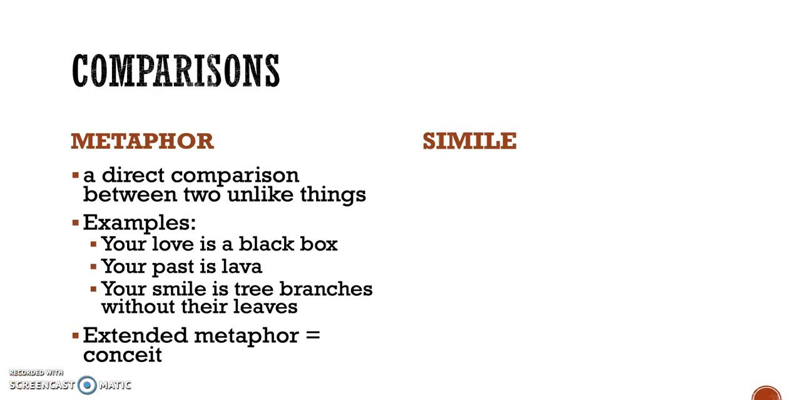So if I say your past is lava, we have to think, what about lava goes with someone's past, right? It's these striking comparisons that make us think in ways that we maybe haven't before. Your smile is tree branches without their leaves. All of these are negative things in our examples. And when we have a metaphor that goes for an entire poem, so it's spread out over and over, we call that a conceit.